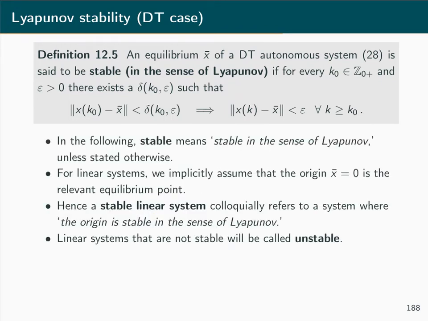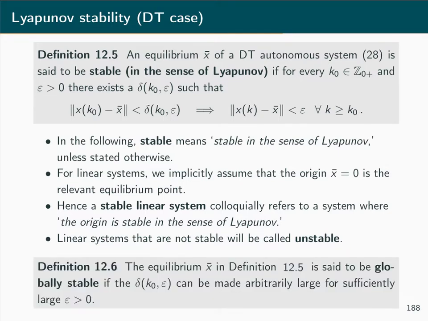In the following, when we use the term stable, we will always mean stable in the sense of Lyapunov, unless stated otherwise. For linear systems, which is of course the main subject of this course, we implicitly assume that the origin is the relevant equilibrium point. Therefore, we often colloquially refer to a linear system as a stable linear system, and what we mean by this is that the origin is stable in the sense of Lyapunov. And linear systems that are not stable, so where the origin is not stable in the sense of Lyapunov, will be called unstable.